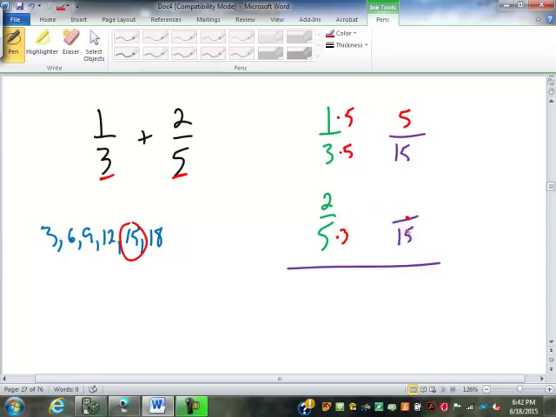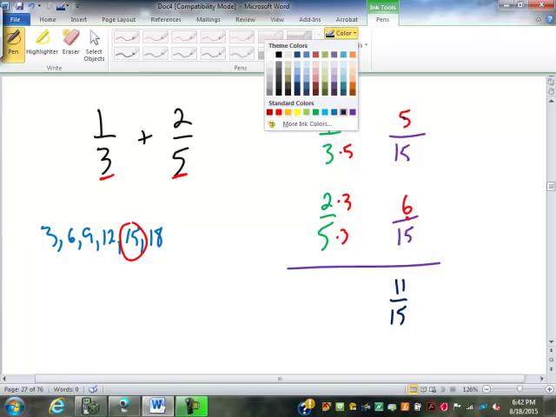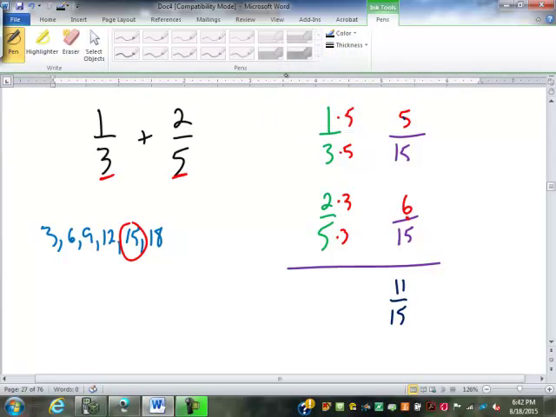6. 5 times 3 is 15, so 2 times 3 is 6. And we add. 5 and 6 make 11/15. Now I'm not going to spend any more time with examples of simple fractions. I'm going to move on to mixed numbers.